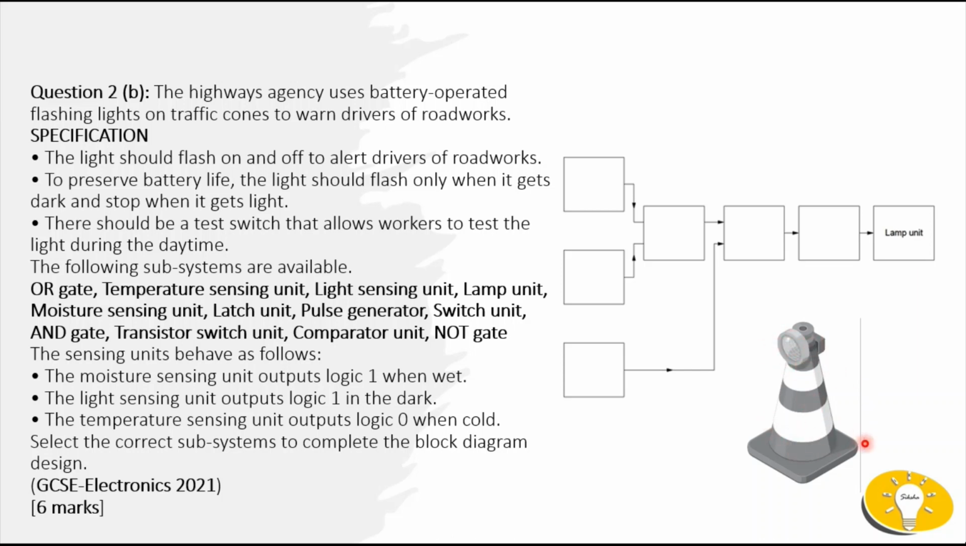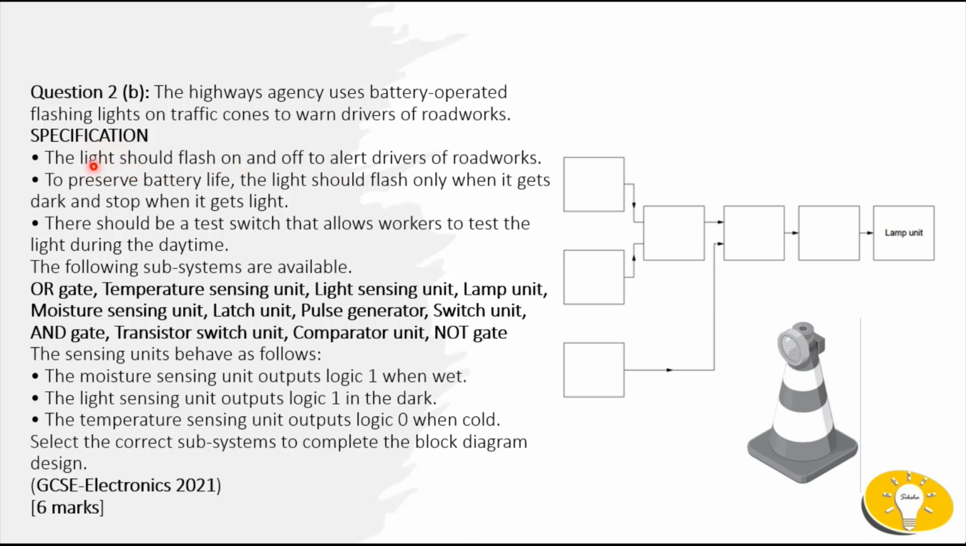On the traffic cone you have a battery operated flashing light to warn the oncoming traffic. So there is some road work going on on some road, and they have put a cone with a flashing light. You have to design a block diagram for this flashing light.